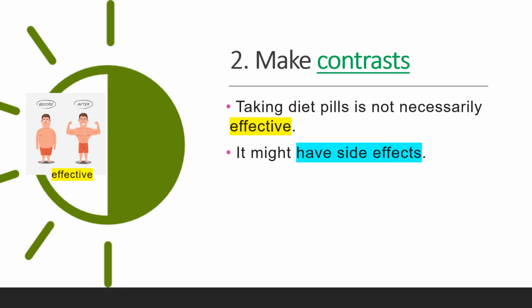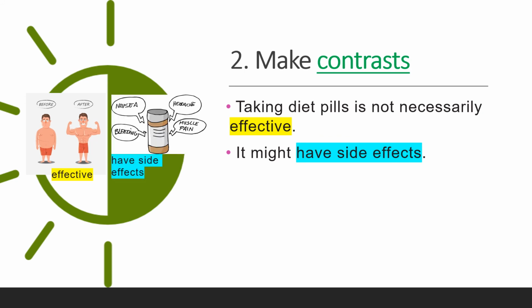In the second sentence, it might have side effects. So originally, people think that diet pills will help you get thinner. But instead, diet pills have side effects. So side effects and being effective would be quite opposite. In this case, we can use a connective linking the two sentences.